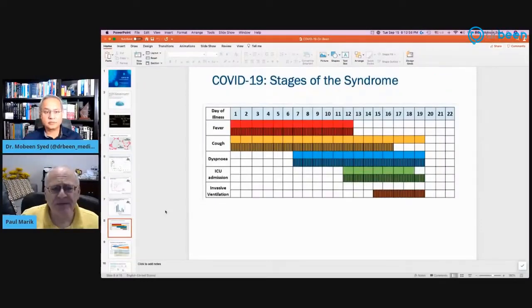This is days of symptoms. You know, from symptom onset, you have fever for about 12 days. You then have cough for about 18 days. But you can see the shortness of breath begins at day 7 or 8. And that's when the viruses stop replicating.